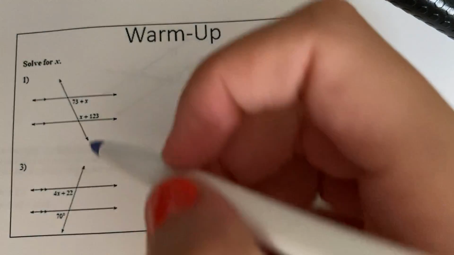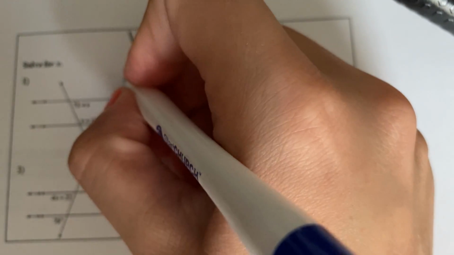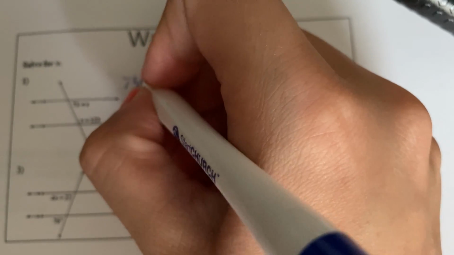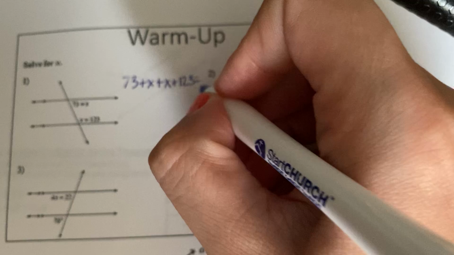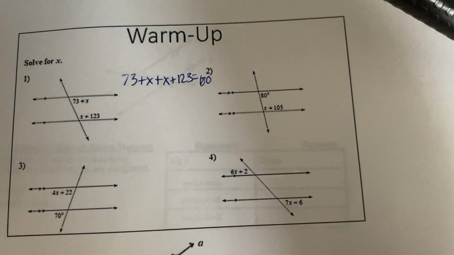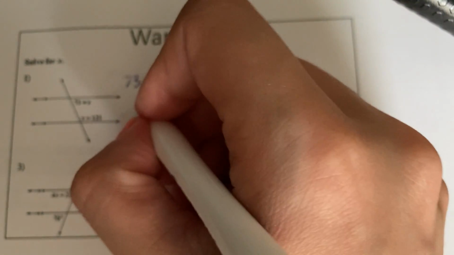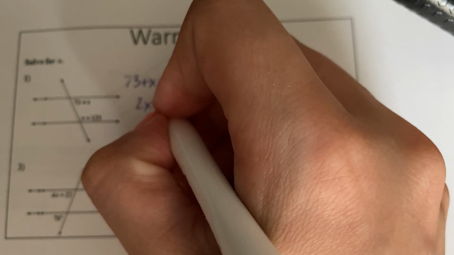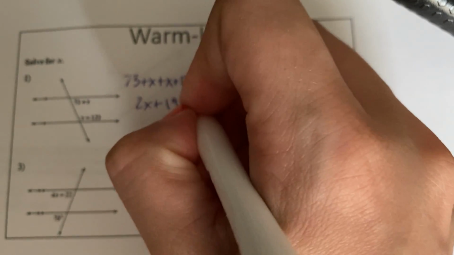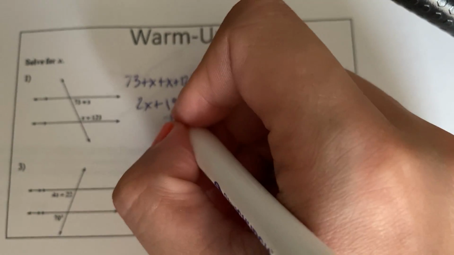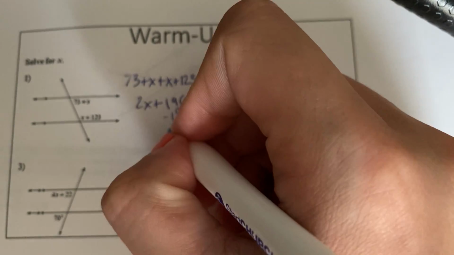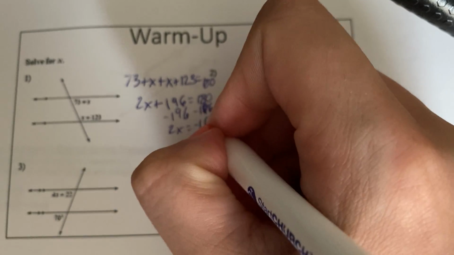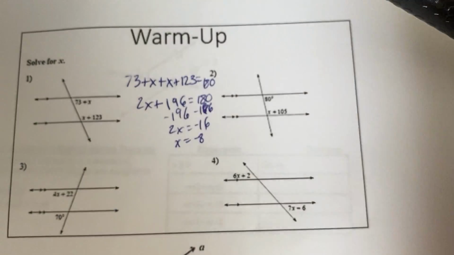All right, so I know these are same side interior, so that means they're supplementary, so I know 73 plus x plus 123 is equal to 180. I'm going to combine like terms, so I get 2x plus 196 is equal to 180. Subtract 196 from both sides. I get 2x is equal to negative 16. X is equal to negative 8.